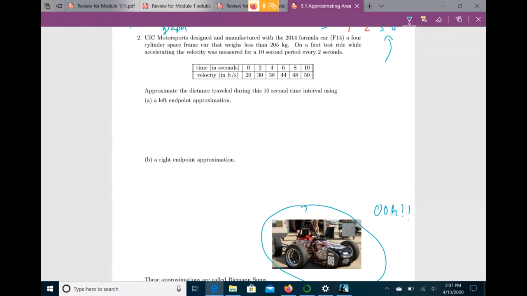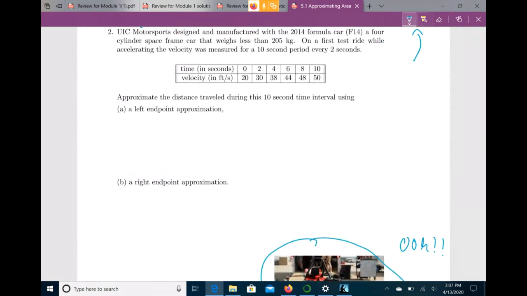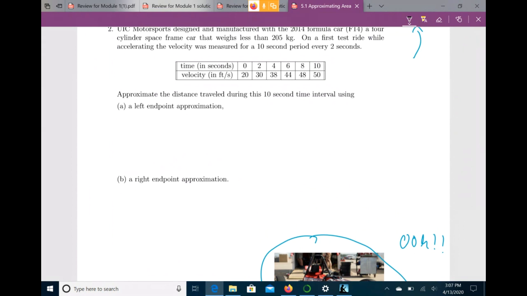All right, so let's plot these points on a graph. So 0, 2, 4, 6, 8, 10, and so on. I might have to zoom in here. Okay, and you can see that every 2 seconds it's speeding up. The velocity itself is increasing, but the rate at which the velocity is increasing is decreasing, right? It goes from 20 to 30, a difference of 10, then from 30 to 38, a difference of 8, 38 to 44, a difference of 6, and so on, and then 4 and 2. At 0, it was already going 20, apparently.